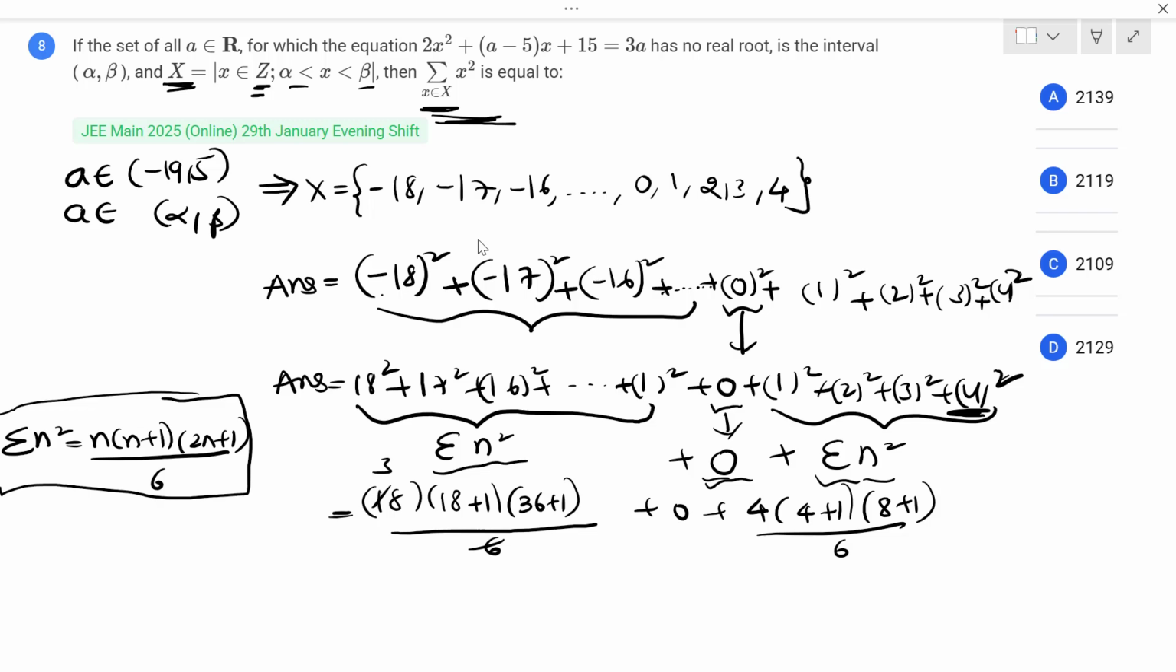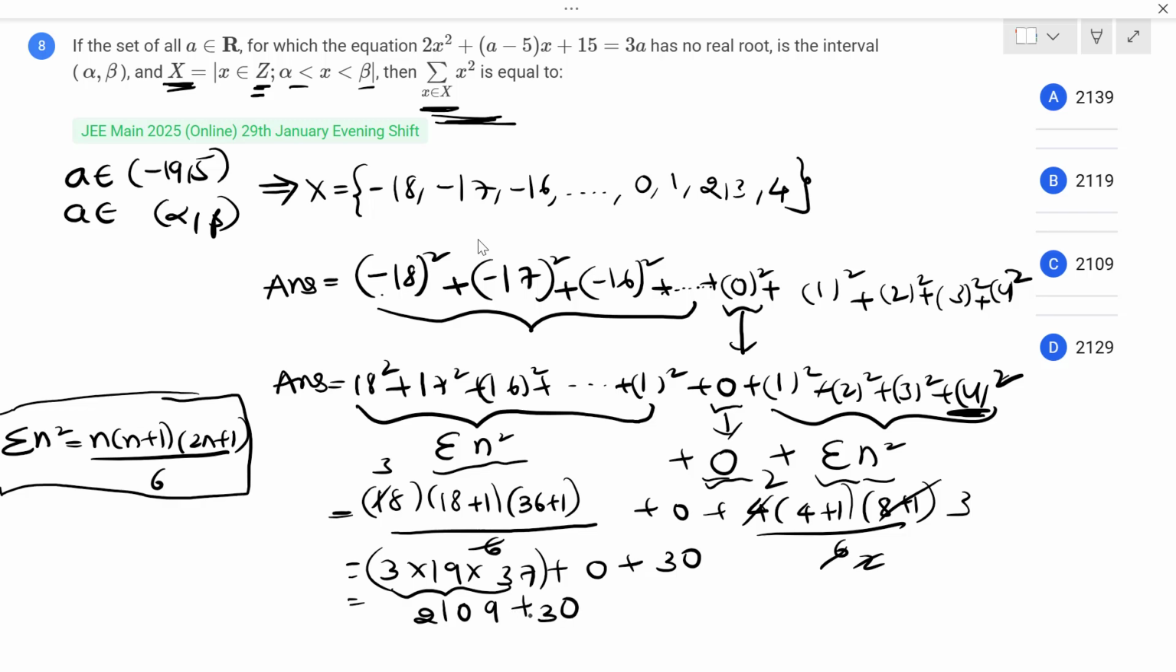So this would be 6, 3. So 3 into 19 into 37 plus 0 plus this would be, this is 9. So 3 3s are 9, 3 2s are 6, so 2 2s. So 2 into 5 into 3. So that would be 30. So this will become 2109 plus this will become 30. So the answer is 2139. Do we have any option? Yes. Option A is the correct answer.